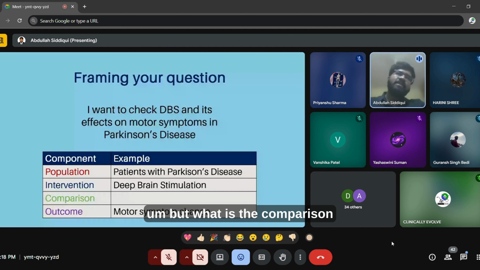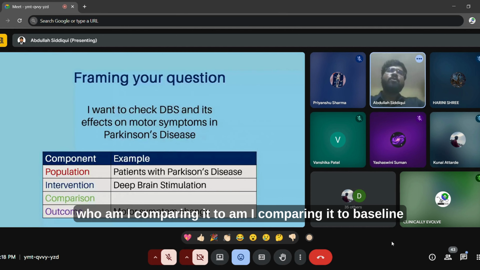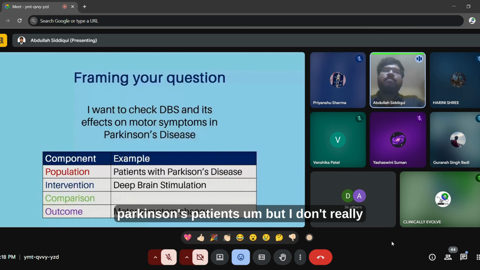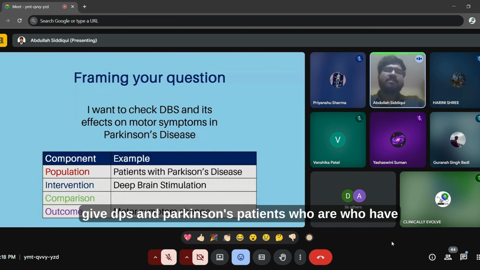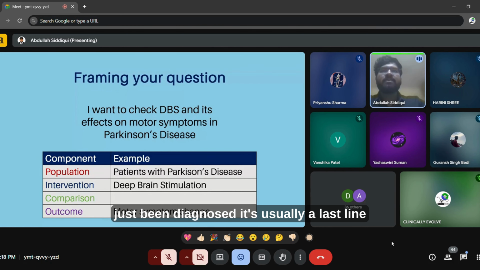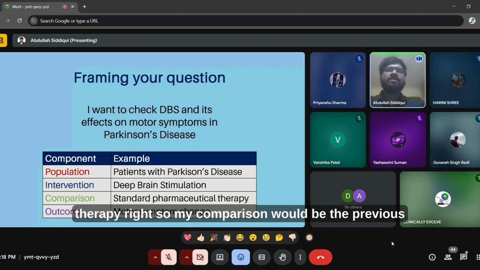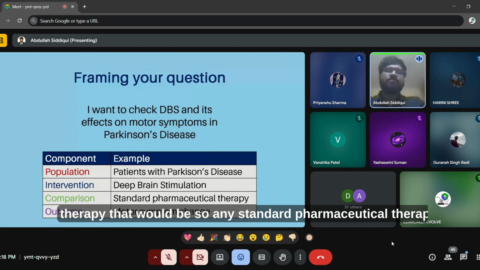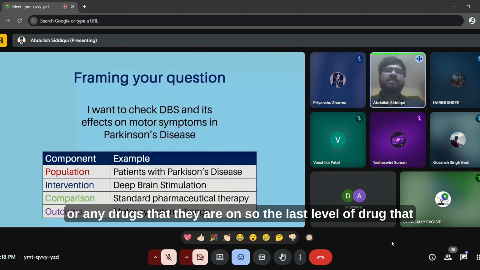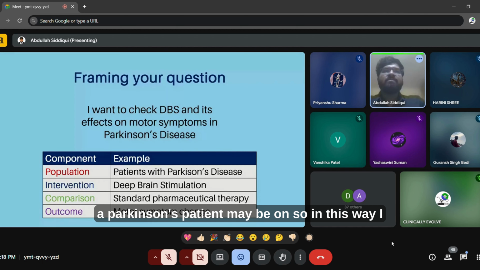But what is the comparison? Like I stated this, but who am I comparing it to? Am I comparing it to baseline Parkinson's patients? But I don't really give DBS in Parkinson's patients who have just been diagnosed. It's usually a last line therapy, right? So my comparison would be the previous therapy that it would be. So any standard pharmaceutical therapy or any drugs that they are on. So the last level of drug that a Parkinson's patient may be on.